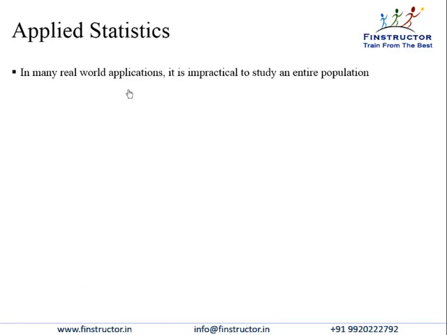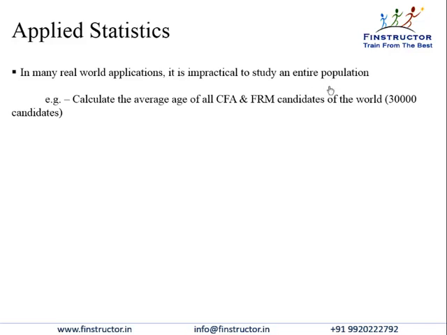So in many real-world applications, it is difficult, if not impossible, to study an entire population. So for example, if we were asked to calculate the average age of all CFA and FRM candidates of the world, then the only exact way to do so would be to go to each of these 30,000 possible candidates, ask them their age, sum it all up and divide by 30,000.